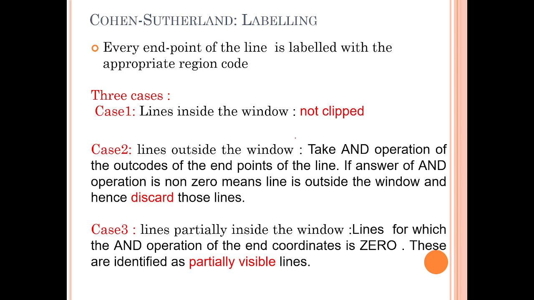These are identified as partially visible lines. Here there are three cases already discussed. First, all are inside. Second, completely outside. And third, some part of the line is inside and some part is outside of the window. For a point, it may be inside or outside, not partial. But for a line, it may be completely inside, completely outside, or partial, that is some part inside and some part outside. Completely inside, we cannot clip; completely outside, we can discard, but it may be partial. In that way we identify which are all zeros and which are non-zeros; that part of the line will be deleted and the remainder will be retained.